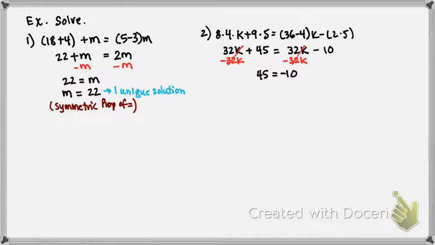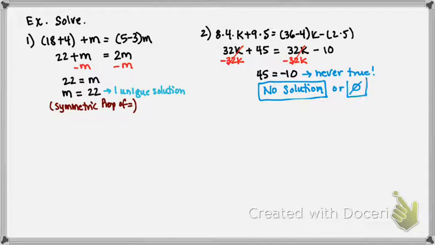Now, that is never true. 45 can never equal negative 10. So what do we say the answer is? We say it's no solution. Now remember the other option, the null set symbol. So we can use either one of those to get the answer to this interesting problem.